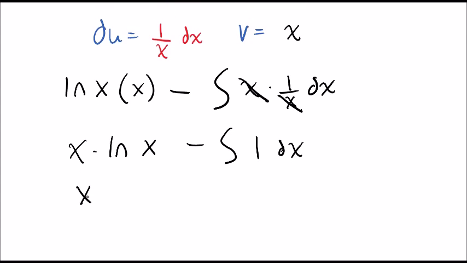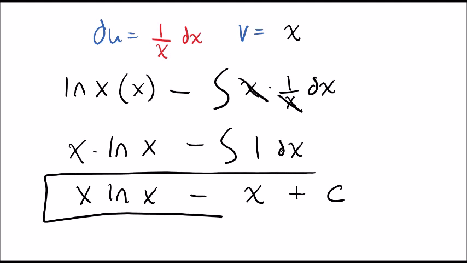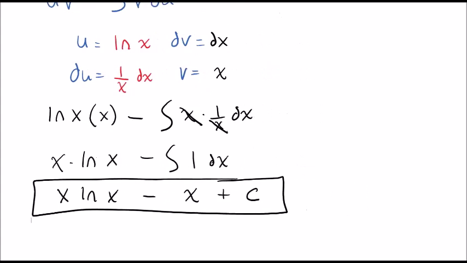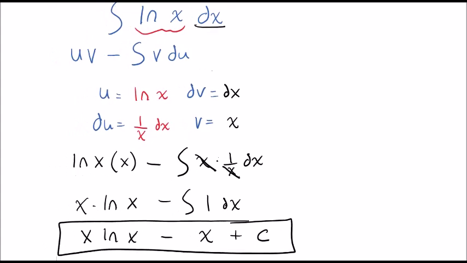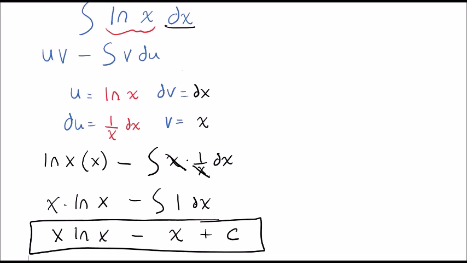Now we have x ln of x minus the integral of 1 dx, which is simply x. And as with any integral problem, you want to put your plus c at the end. And there you go. This would be the integral of the ln of x using integration by parts.